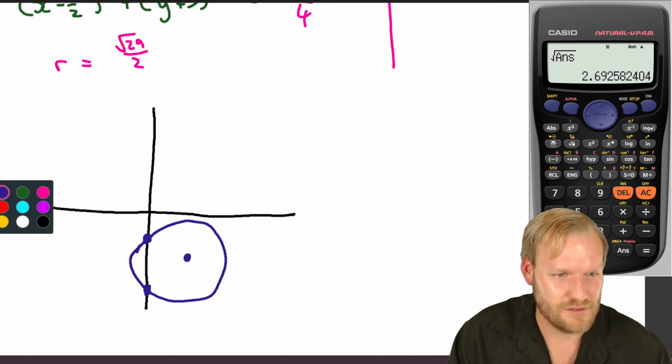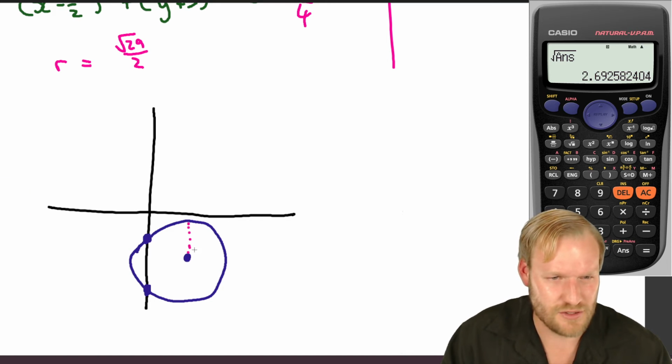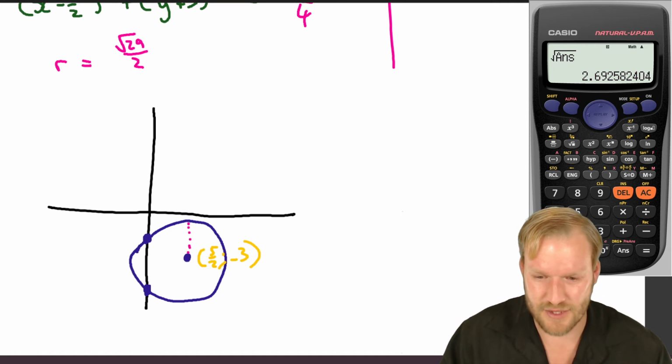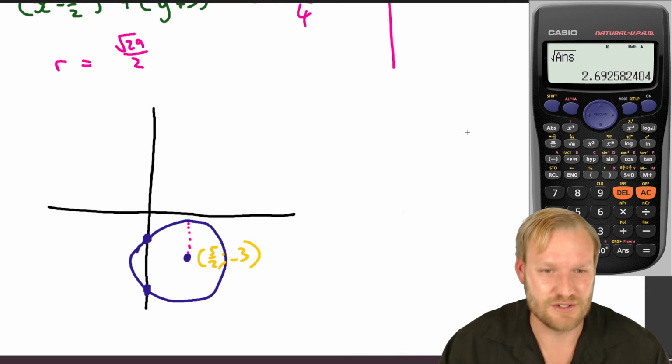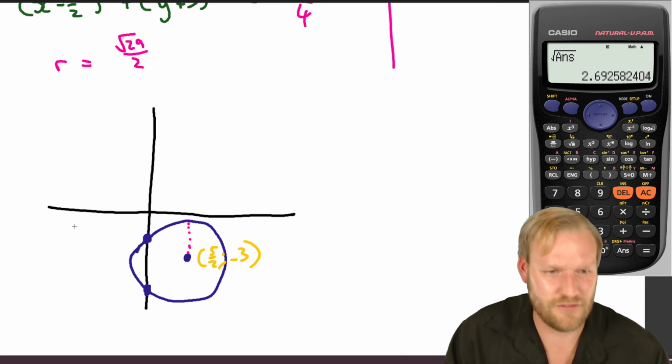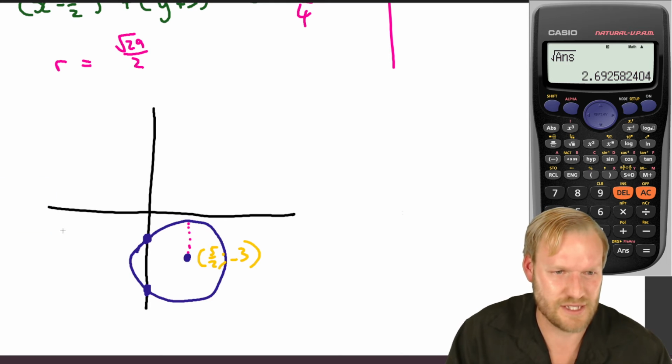Now, what I just wanted to check was this radius here, this point, the center, is at 5 over 2, minus 3. But our radius, as we can see from the calculator up here, is less than 3. So therefore our circle doesn't cross the x-axis. Okay, so we want to find out what these y-intercepts are. So for this one, we've got a little bit more work to do.